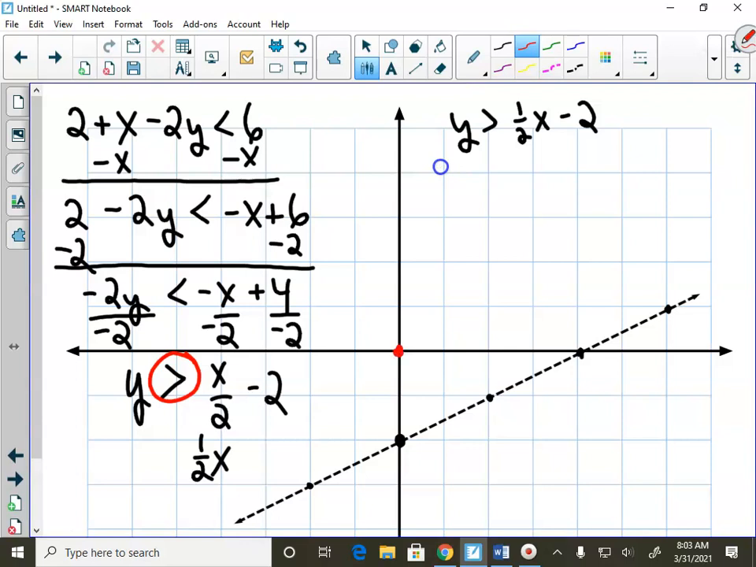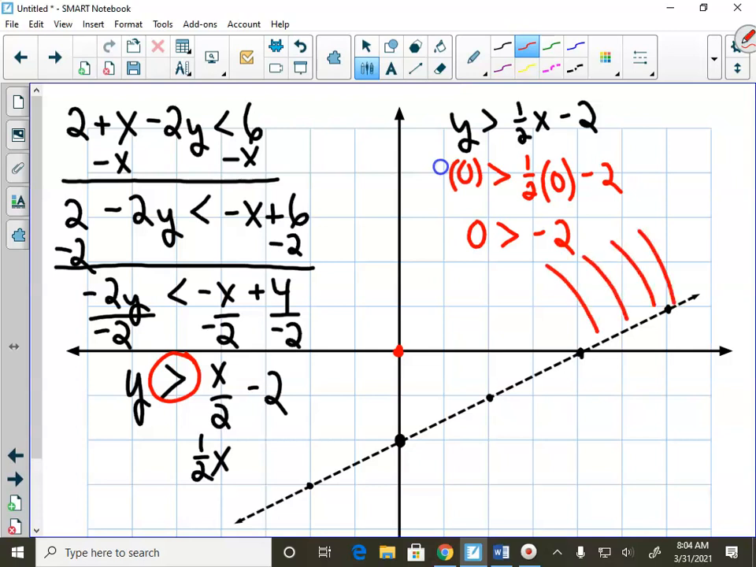And if that point's true, that means we're shading above the line. If that point is false, meaning it doesn't make our inequality true, that tells us we're going to shade below the line, but we would pick another point just to make sure. Okay, so let's substitute in 0, 0. So we have 0 is going to be greater than negative 2. And 0 is greater than negative 2. So that tells us that 0, 0 is on the correct side of our line. And then we would shade above the line.